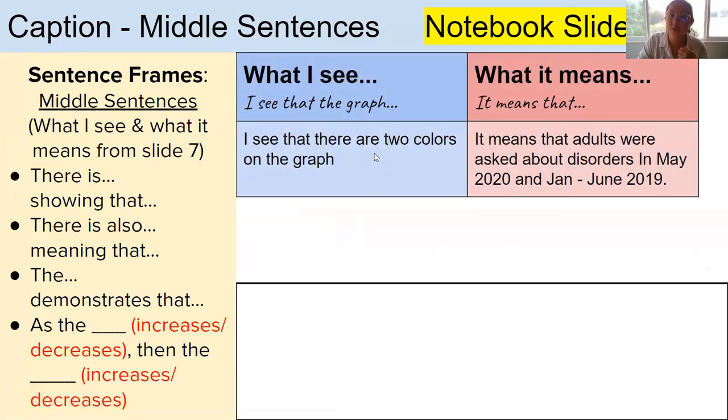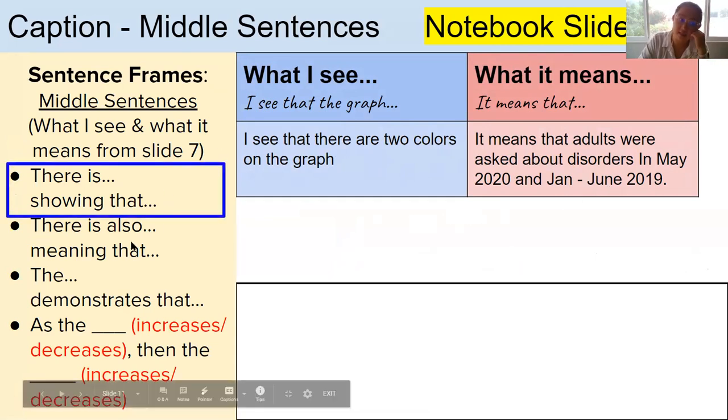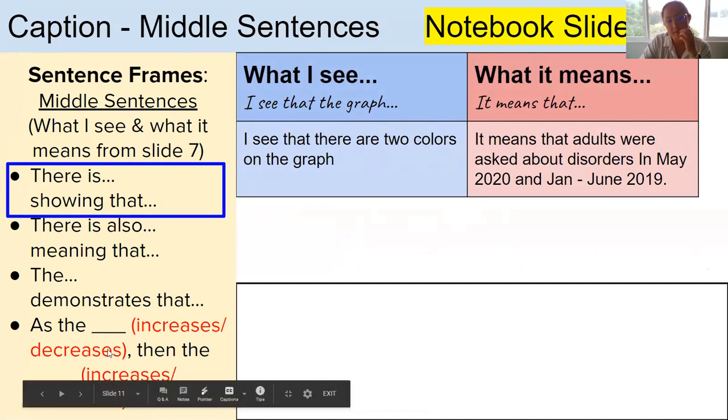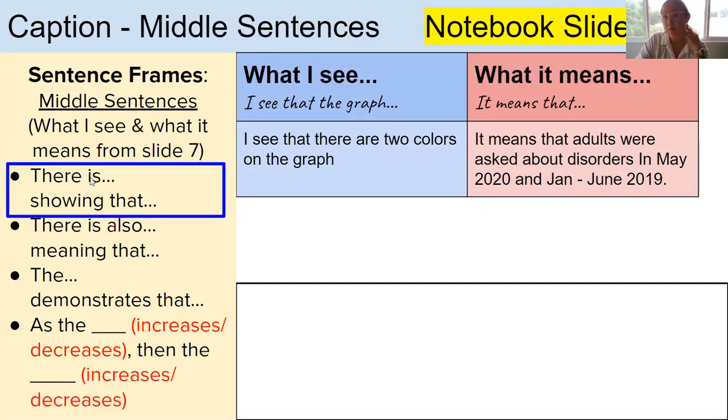So I said, I see that there are 2 different colors in the graph. It means that adults were asked about disorders in May in 2020 and January, June of 2019. So we have all these sentence stems, right? So there is blank showing that blank. Or there's also blank, meaning that blank, all right? And all of these. So I'm going to use this first one.